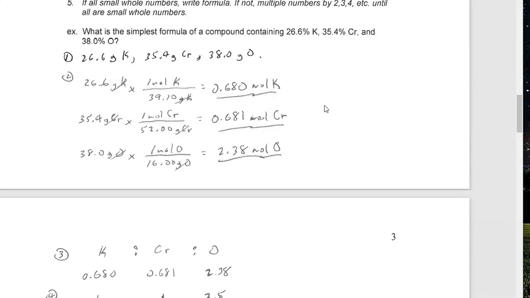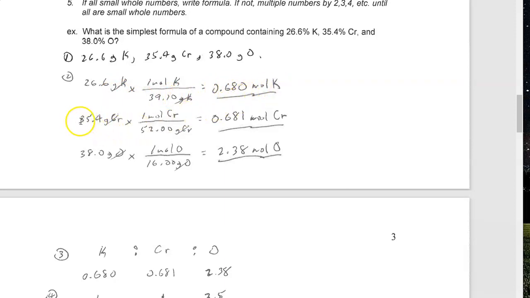All right, what goes on top, what goes on bottom? Well, you want to put the grams on the bottom because you want to cancel out the grams and you want to be left with the moles. All right, so that's how we set those up. So now we do the math. So 26.6 divided by 39.10. 3 significant figures here, 4 here. So my answer needs to have 3. So I'm multiplying here. So that would be 0.680 moles of potassium.